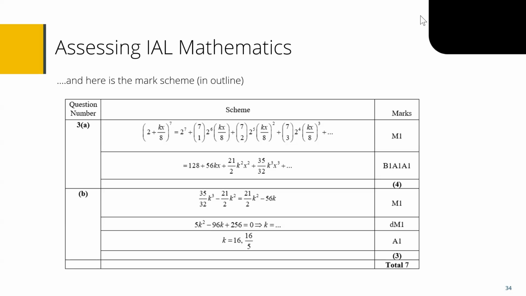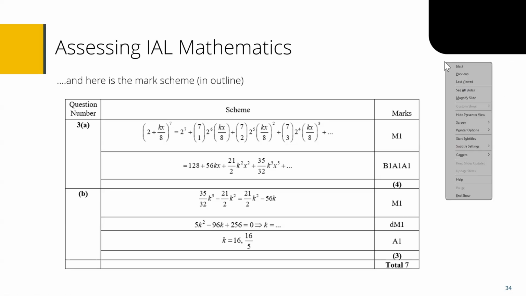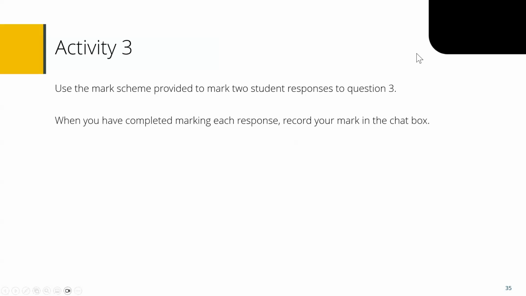So the next activity now, it's again in your delegate booklet. You'll see this, and I'll put that up. You get the answers of 2 students. So 2 students answered that question, which I'll put back on the screen as well. And in your delegate booklet, you also get the mark scheme.